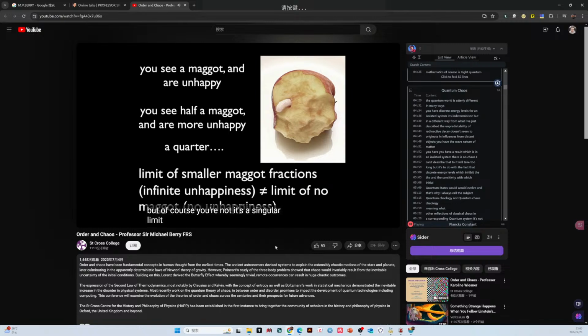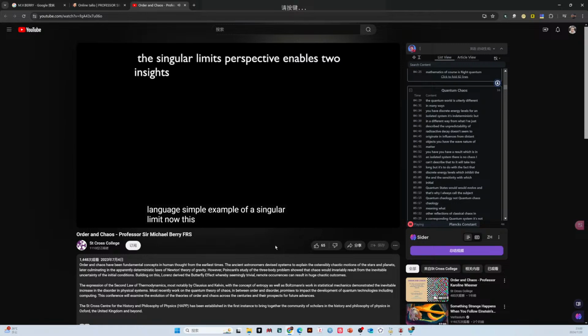It's a singular limit. The limit of smaller and smaller maggot fractions, infinite unhappiness, is different, discordant with the limit of no maggot at all: you're happy, you continue eating the apple. So, common language, a simple example of a singular limit. Now, this perspective enables two insights which are qualitatively different.